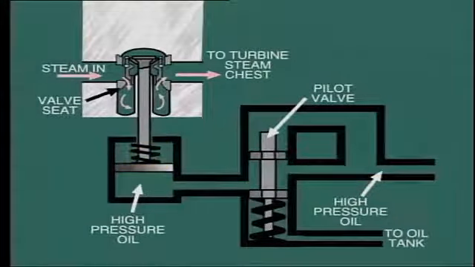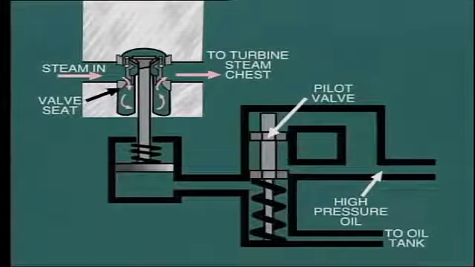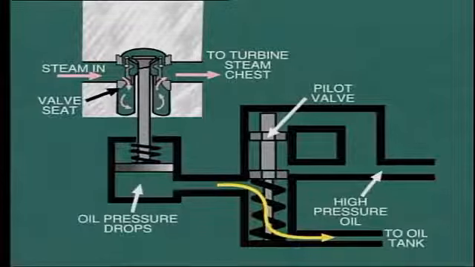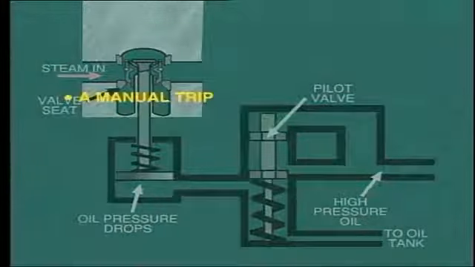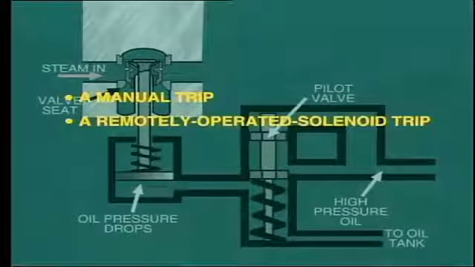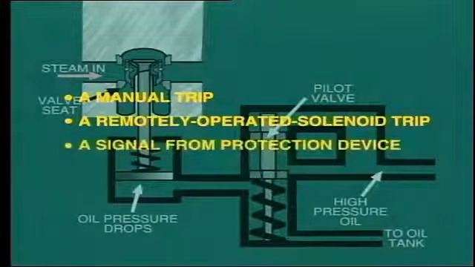In order to close the stop valve, the pilot valve must be moved to the trip position, thereby allowing the high-pressure oil to drain back to the oil tank. As a result of the sudden decrease in oil pressure below the piston, the compression spring slams the valve closed. As we'll see later, operation of the pilot valve, or trip valve as it is known, can be achieved by any one of several alternative means, including a manual trip, a remotely operated solenoid trip, or a trip signal from various protection devices.